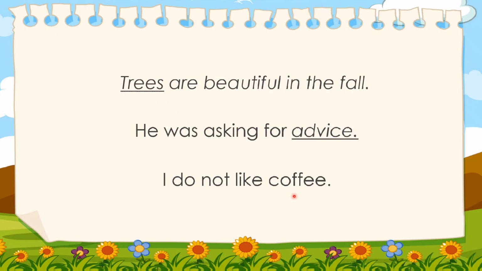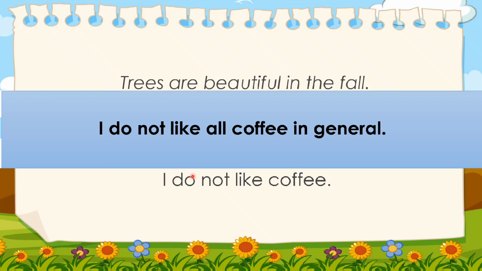Next, I do not like coffee. So I do not like all coffee in general. That's why we do not use the article a, because you are referring to coffee in general. All coffee, meaning you don't like all coffee.